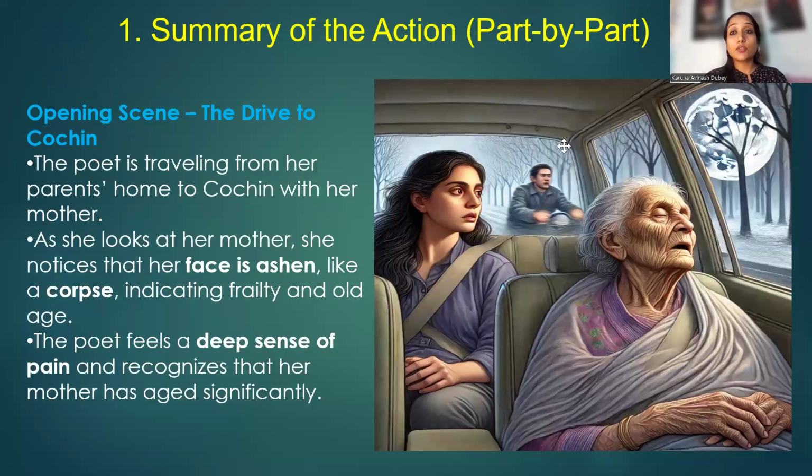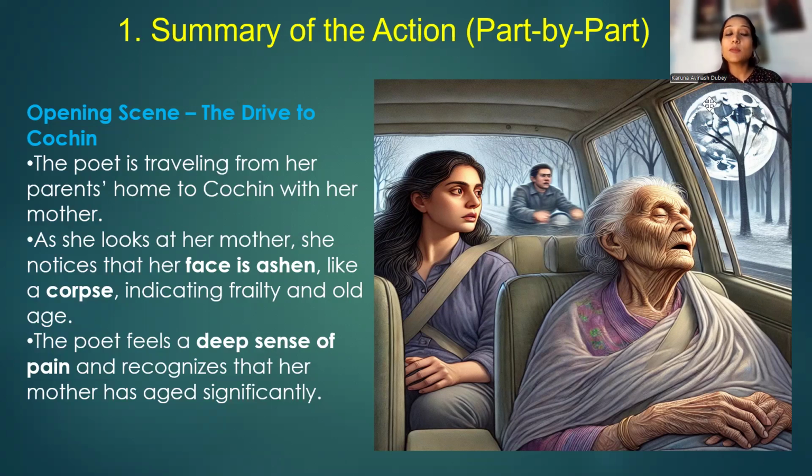Opening scene कहाँ है? The drive of her, although her mother looks like 106, but she is 66, trust me. But the way the poetess describes, it's somewhat similar to the picture that's portrayed. The poet is traveling from her parents' home to Cochin with her mother. As she looks at her mother, she notices that her face is ashen like a corpse, like a dead body. What is a corpse? A dead body, indicating frailty and old age. So she's now old, she's now frail, and that's how the poet realizes when she looks at her.